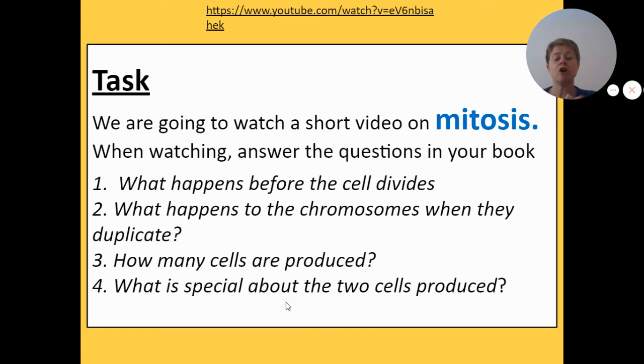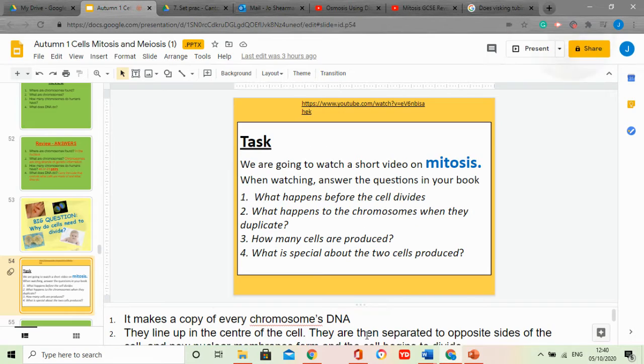What happens to the chromosomes when they duplicate? How many cells are produced by each parent cell during mitosis? And what is special about the 2 cells that are produced? You might want to pause the video and make a note of those, but I'm going to move on and show you the mitosis clip. Again, if this doesn't play very well, then it can be found on YouTube.